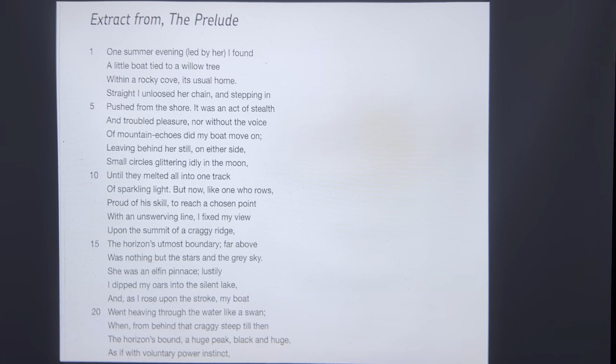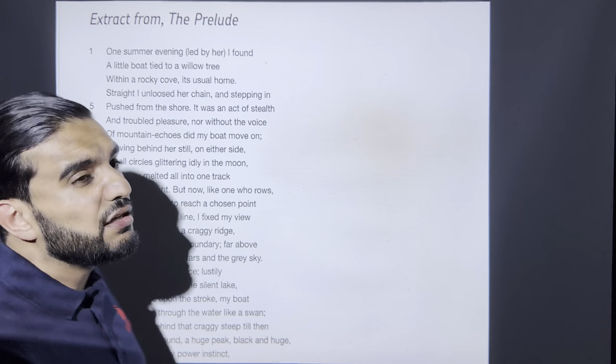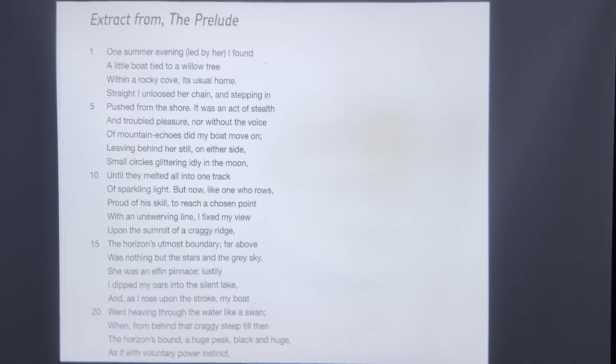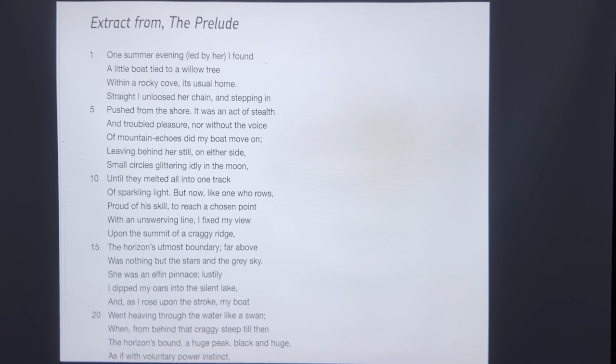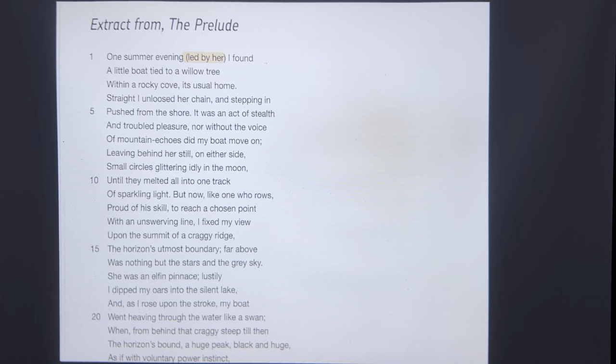All right, guys, extract from the Prelude. "One summer evening led by her." Who is her? Who is he talking about? The her here, guys, I would argue he is personifying nature. I will talk about how the writer here is personifying nature. Led by her, if you want to learn this quote, you can. But I will talk about how this is personification and the personification is of nature.